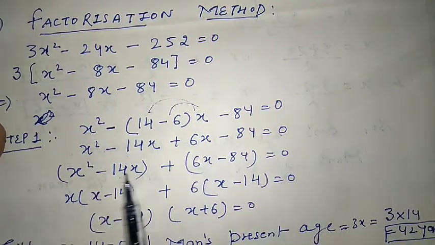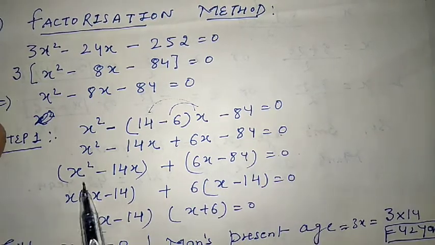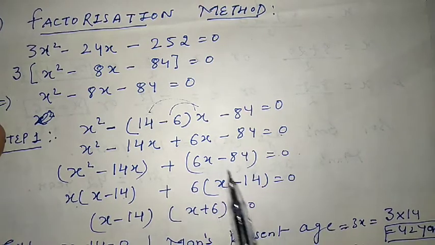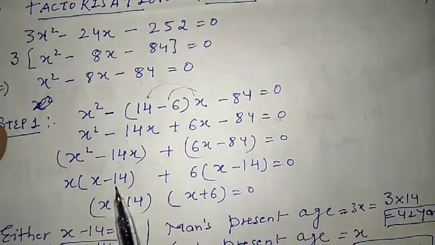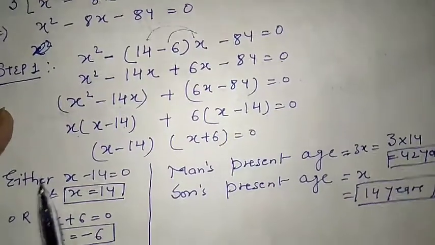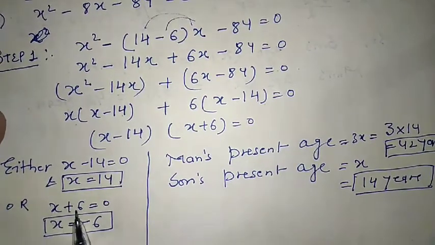x square minus 14x plus 6x minus 84 is equal to 0. So x can be taken common from here: x(x minus 14) plus 6. Here also 6 can be common. So the remaining is (x minus 14) and (x minus 14), and this remains here, x plus 6. So either x minus 14 is equal to 0 and x is equal to 14, or x plus 6 is equal to 0 or x is equal to minus 6.